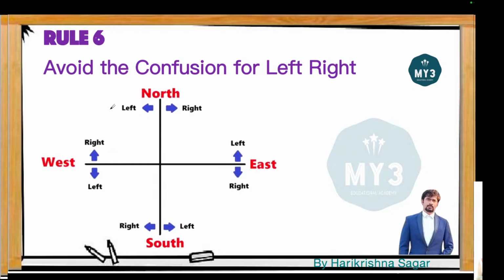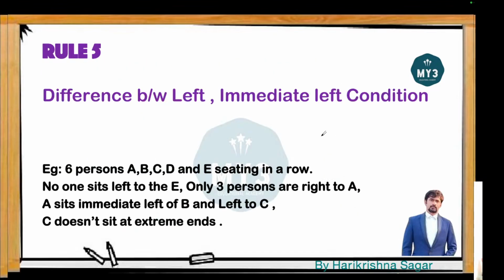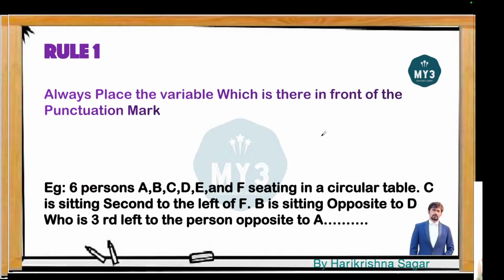Anyways, we'll use that while we are solving, because they will say in the seating arrangement question that 6 persons are sitting and facing towards north, facing towards south, like that. That time you can use this and make the answer. And the other rules which I want to tell you: rule number 1, always place the variable which is in front of the punctuation mark. For example, if you see a condition like this, C is sitting second to the left of F, don't place C first, place F first.